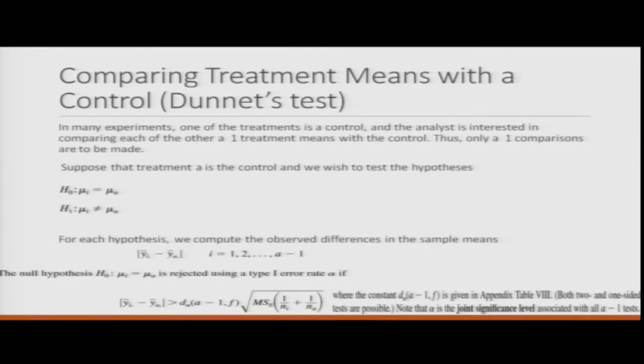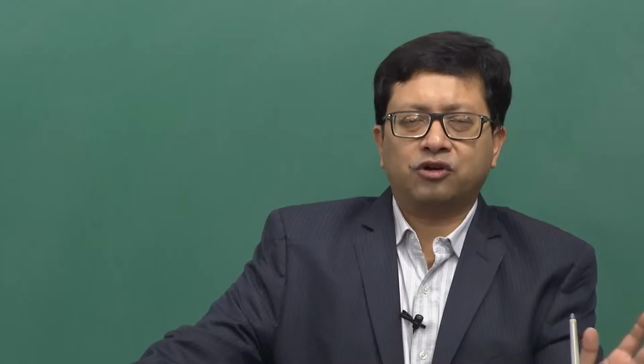So, the null hypothesis would be mu i equal to mu a, where i is equal to 1, 2, 3, 4 till the second last one, which will be a minus 1. Say, for example, you are considering 10 treatments and the fifth you want to fix. Obviously, you will compare the first to the fifth, second to the fifth, third to the fifth, fourth to the fifth, then 6 to the fifth, 7 to the fifth, 8 to the fifth, 9 to the fifth and 10 to the fifth. So, that is what is given. So, the a value can change.